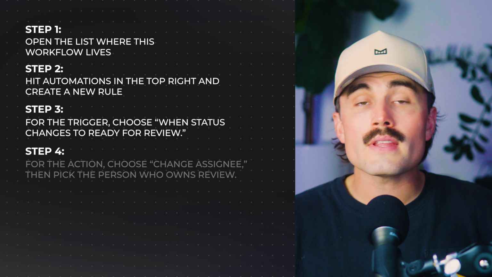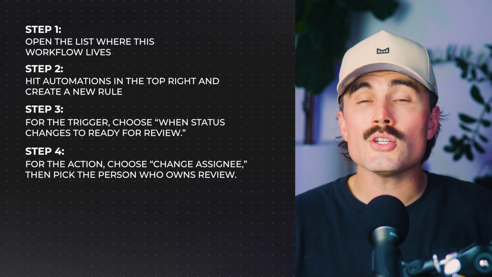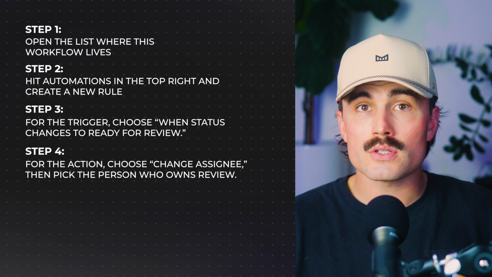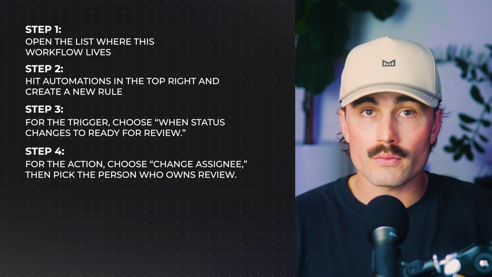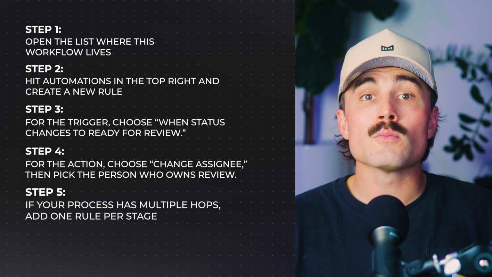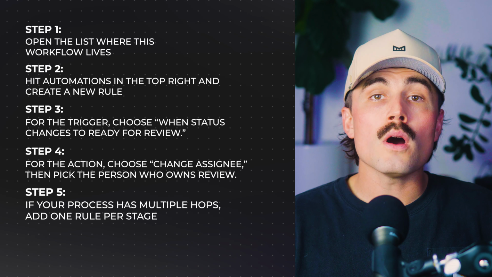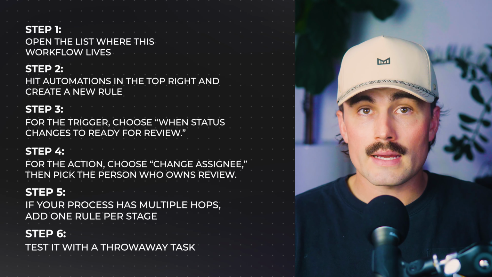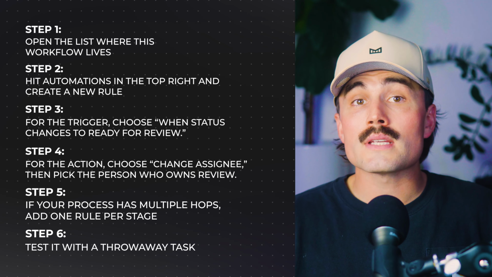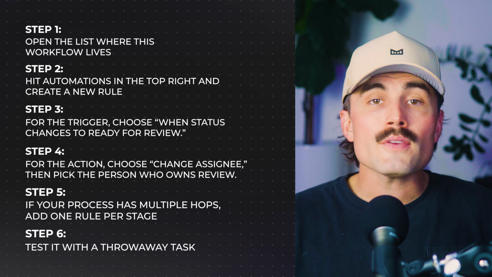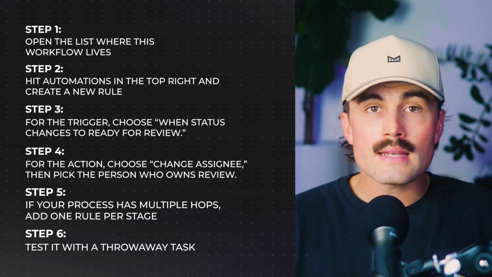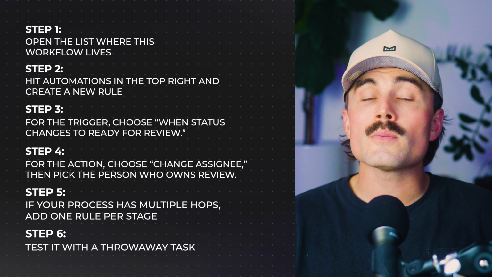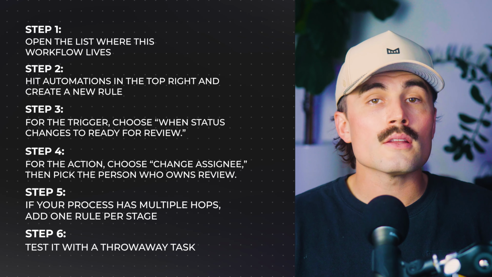Step 4, for the action, choose change assignee, then pick the person or the role who owns the review. Step 5, if your process has multiple hops, add 1 rule per stage. Step 6, test it with a throwaway task. Move it through statuses and watch assignments switch. If anything feels off, then just tweak the status names or the assignees until the baton passes the way that you actually work. So let's go ahead and do that now in ClickUp.